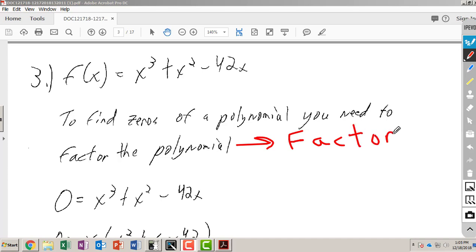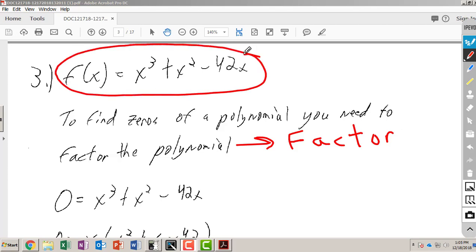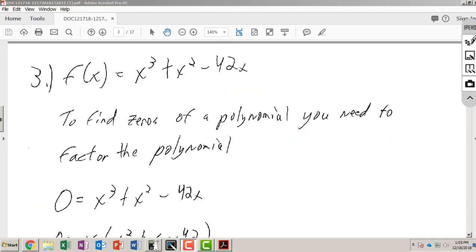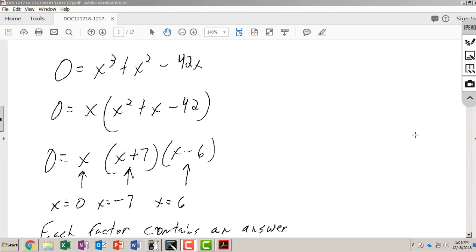So remember, we're going to go ahead and factor this problem. To factor it, I look at my equation right here. First thing I do is set it equal to 0. That's why they call it finding the zeros, because when you're factoring, you actually set it equal to 0 and solve it. So notice I set this equal to 0.